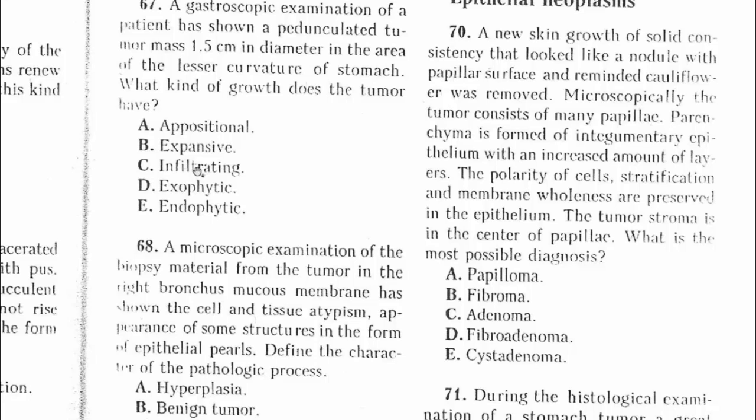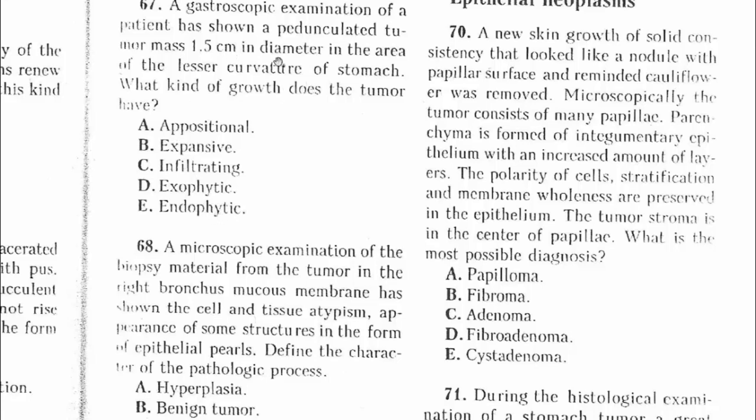Alright, now under expansive, it grows from inside, moving away the surrounding tissue. Apposition is due to the transformation of normal cells to tumor cells, whilst infiltration or infiltrating is a tumor that invade normal tissues and destroy them. They invade normal tissue and they destroy them. Now let's look at the exophytic. This is an expansive growth of tumor to the cavity of the organ. Now, endophytic. This is an infiltrating growth of tumor deep into the wall of the organ.